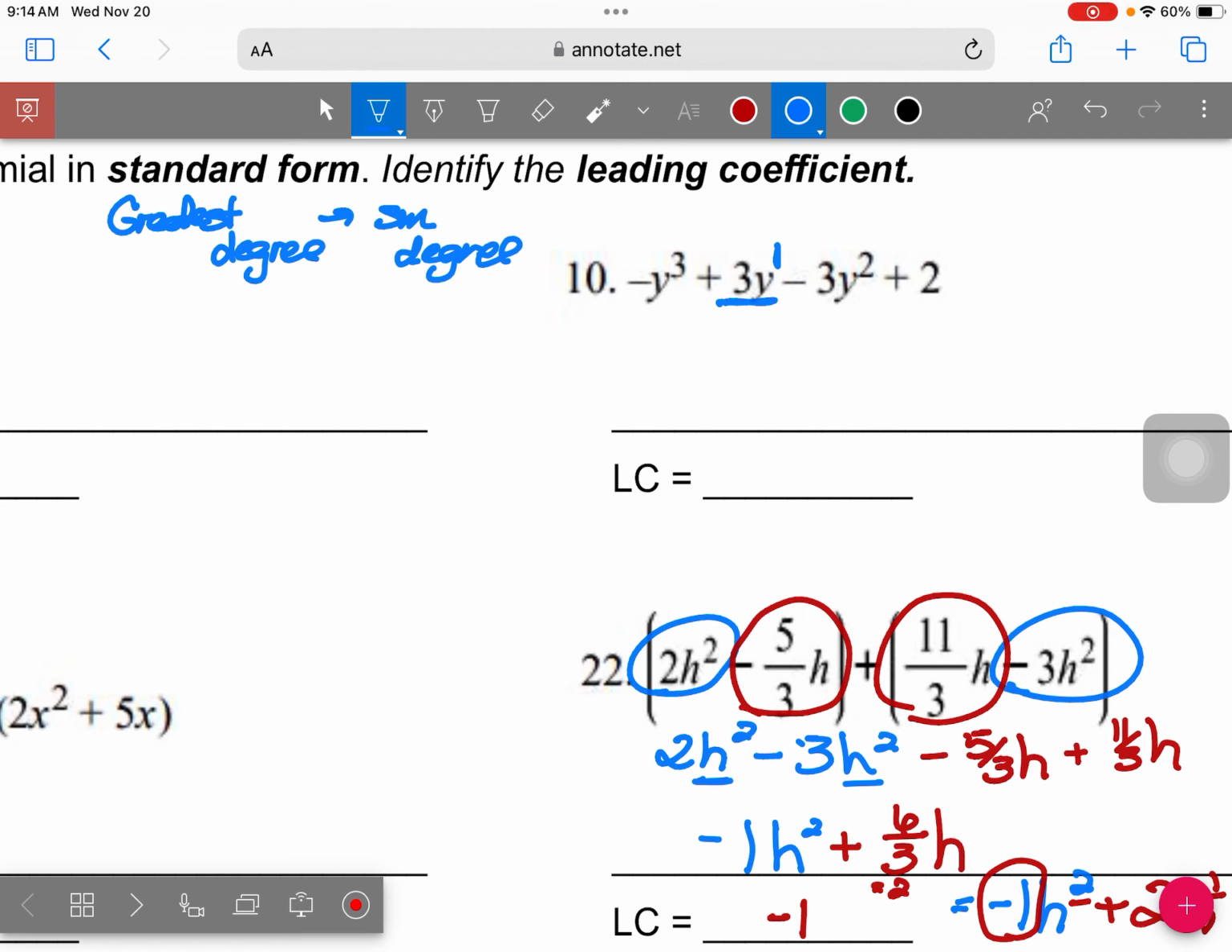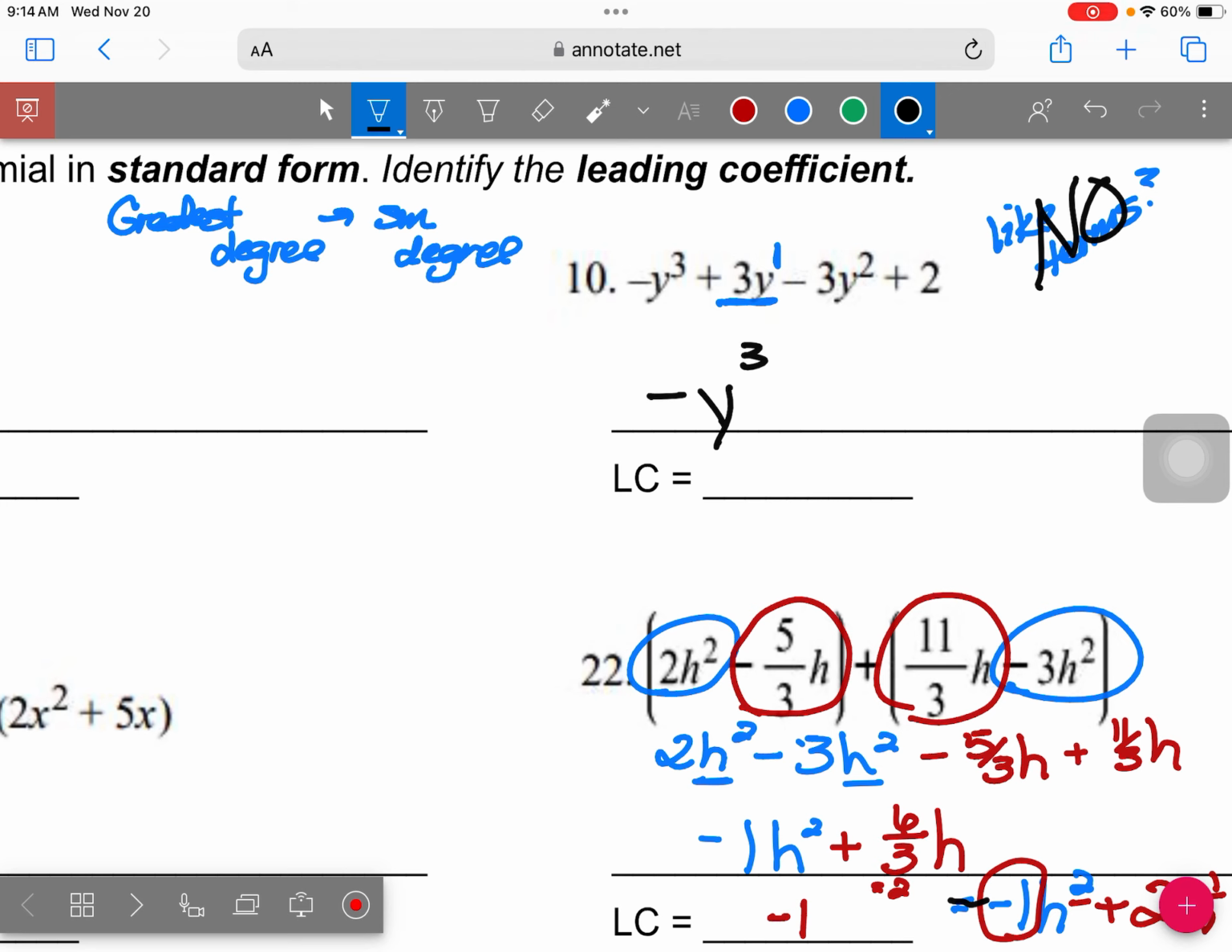Do I have any like terms here? No, I don't. Okay? I do not have any like terms. So I just need to put them in order from greatest degree to least degree. So which of these terms has the greatest degree? Which one of these has the greatest degree on it? Negative y to the third, because that has a degree of 3, right?